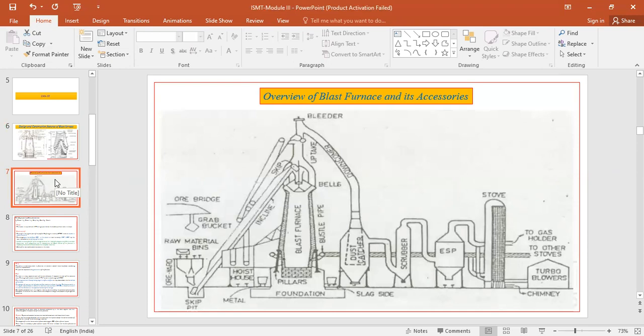This is the entire overview of the blast furnace along with the accessories. This is the charging system you have. This is the actual furnace. And as I told, these are the uptakes where the off gases come out from the blast furnace along with a certain amount of dust. And this is called a downcomer. And this downcomer is basically connected to the gas cleaning systems.